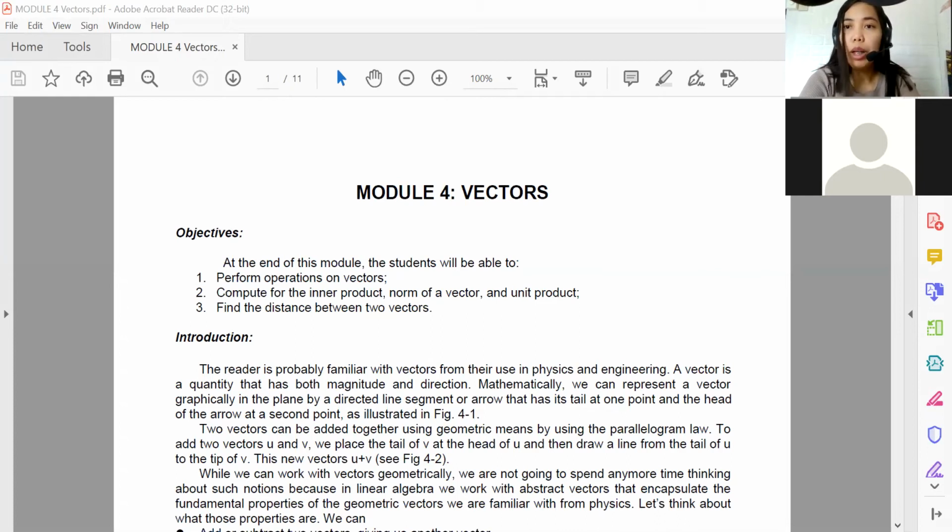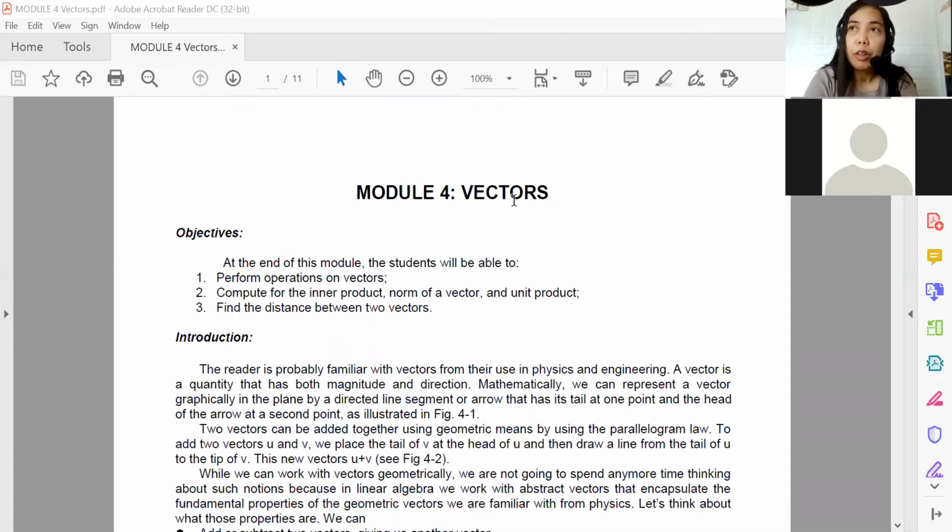So I'm sure you are familiar with vectors because this topic was already introduced in your physics class or in your physical science subject. Okay. So sa physics, nadidiscuss ang vectors. There are two types of quantity, which is scalar and a vector. When we say vector class, that is a type of quantity that has both magnitude and direction.